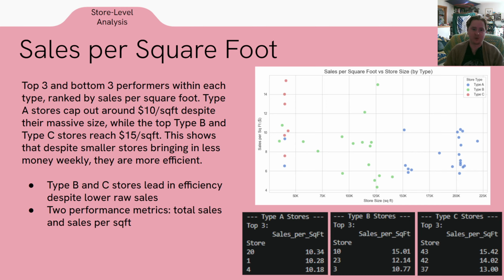And then from here, I had two complementary lenses to evaluate performance: total sales for raw output and sales per square foot for efficiency.